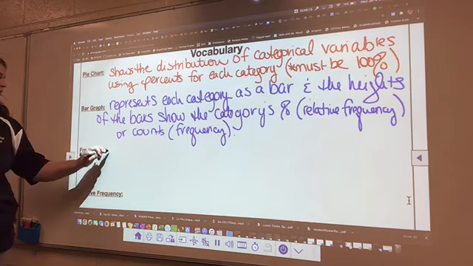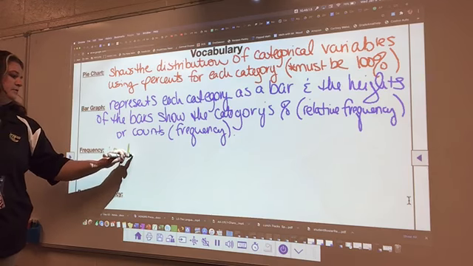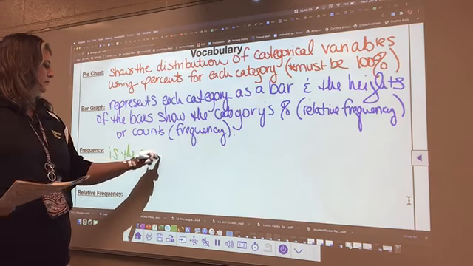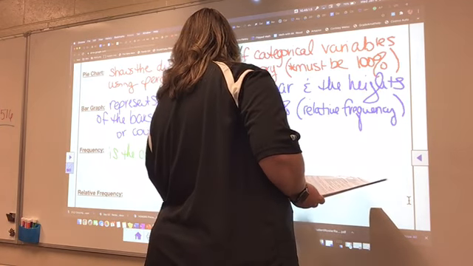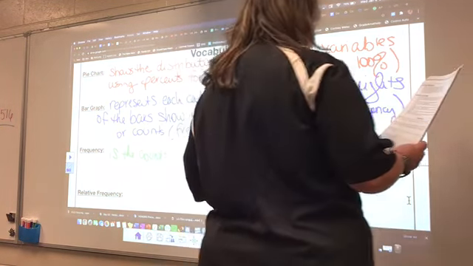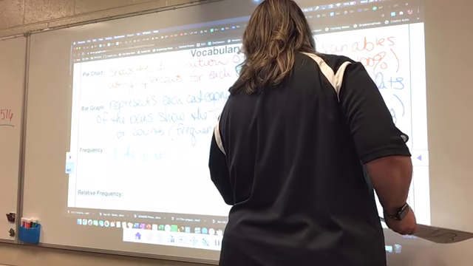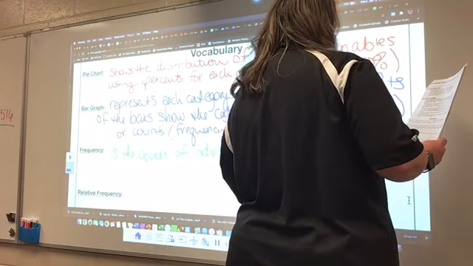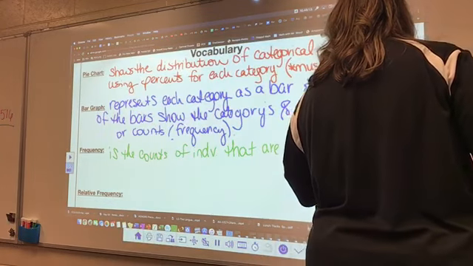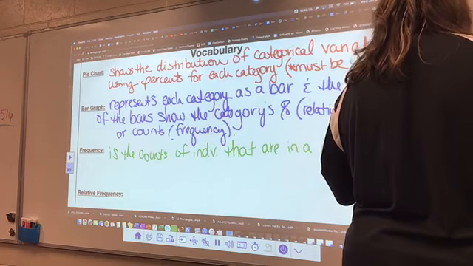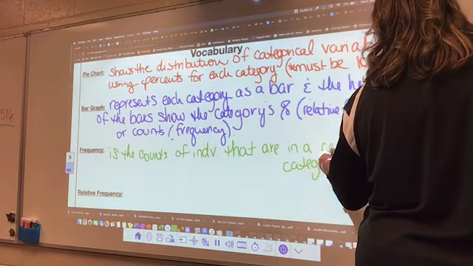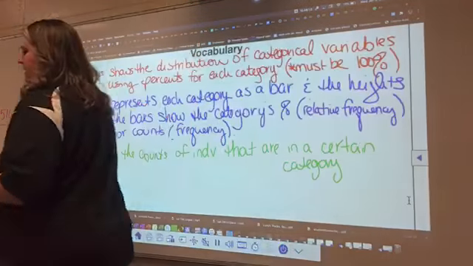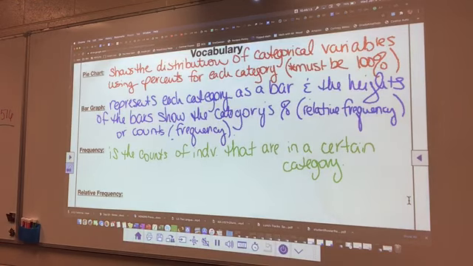Okay, frequency is, I'm going to abbreviate individuals. So it's the counts of the individuals that are in a certain category.